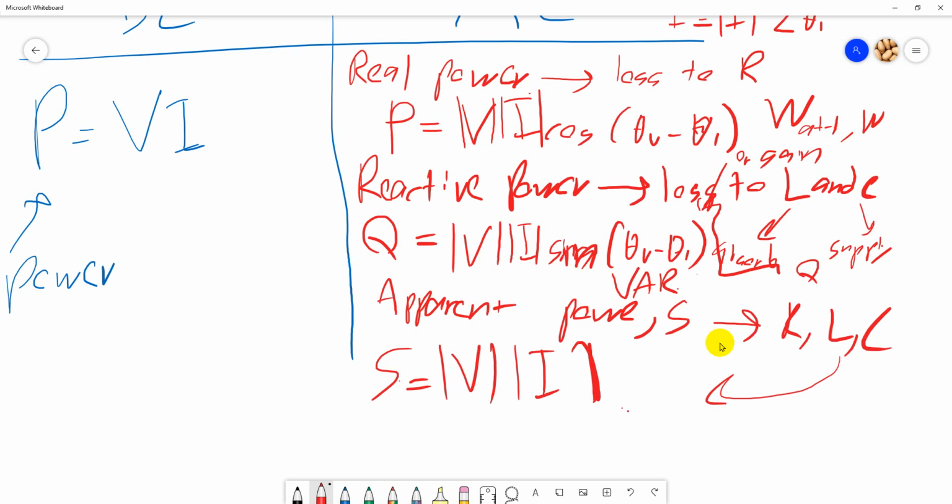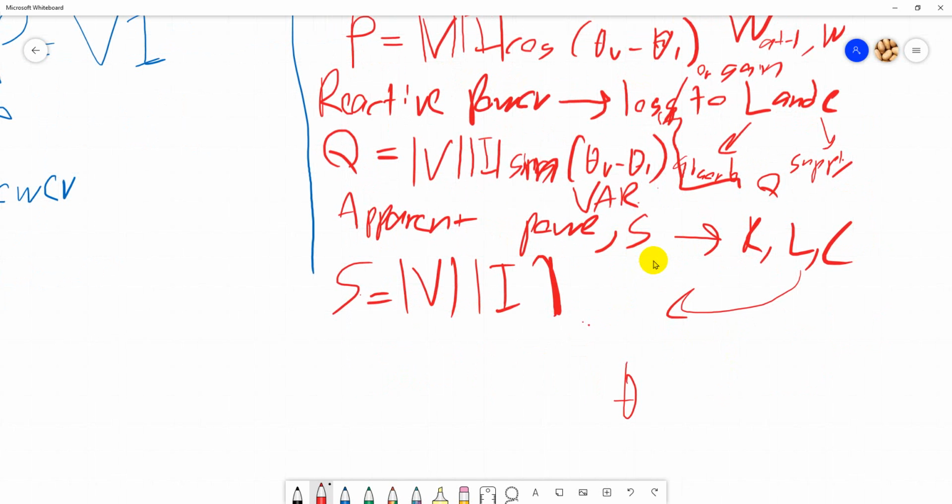So you have three types of power. P equals VI cos theta. Reactive power is VI sin theta, where theta is theta V minus theta I. S equals VI. One more thing you need to know: usually theta is theta V minus theta I. Make sure you know that voltage minus current is the standard. So you have all of this.